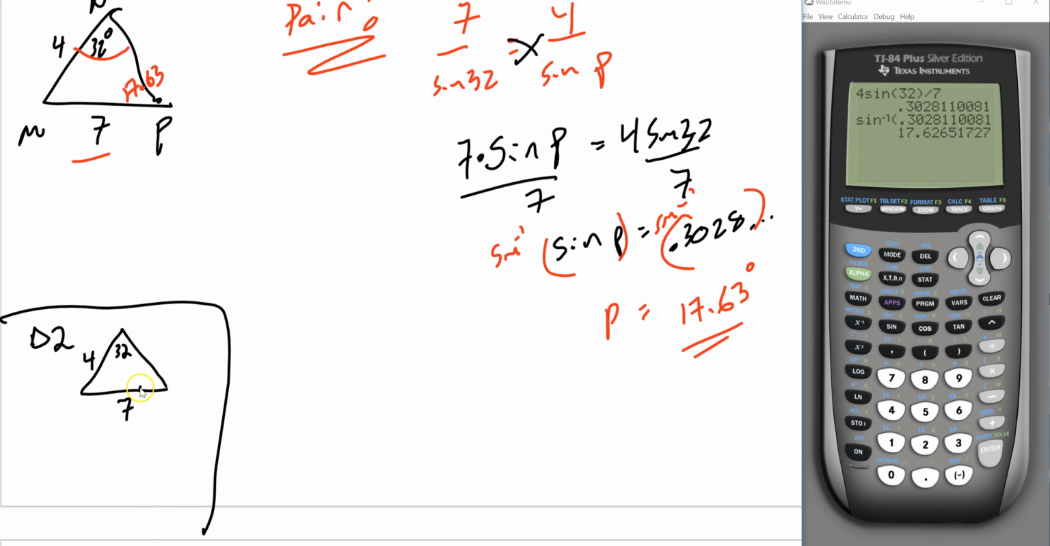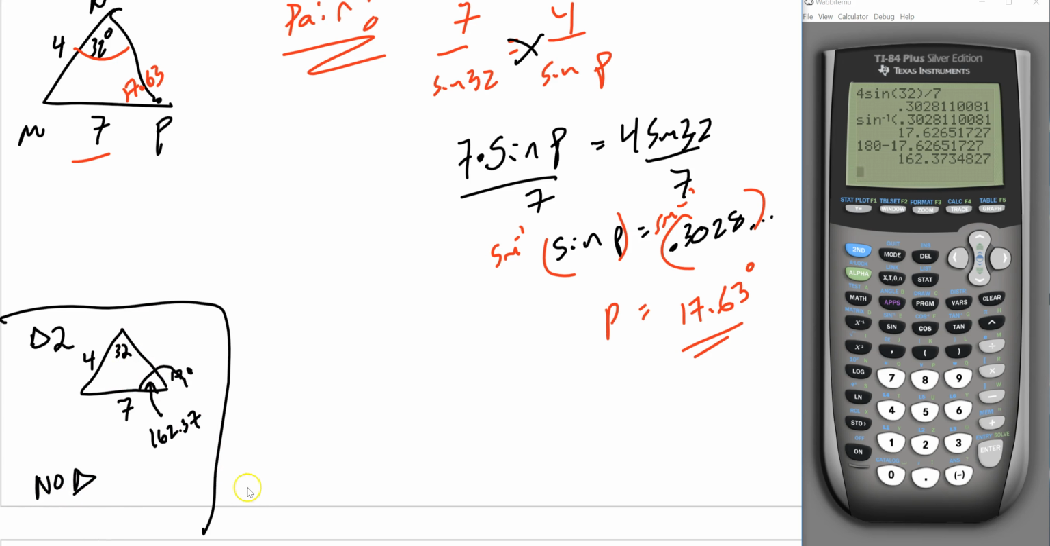The idea is, it's not a good picture, but the 17.63 is over here. It's like the supplement of it. So let's do 180 minus our 17.63. That's just the rule of getting a second triangle. You just subtract that angle you got from 180. So 162. What do you notice right away though? This is 162, that's 32. Way too big. No triangle 2.